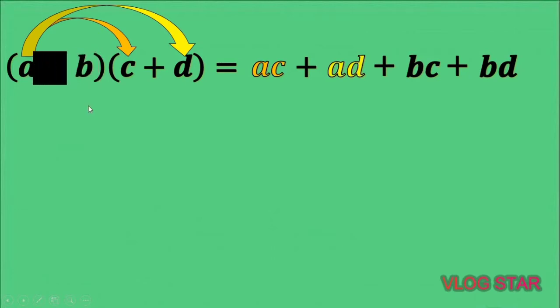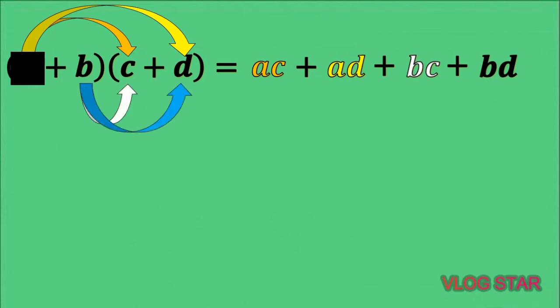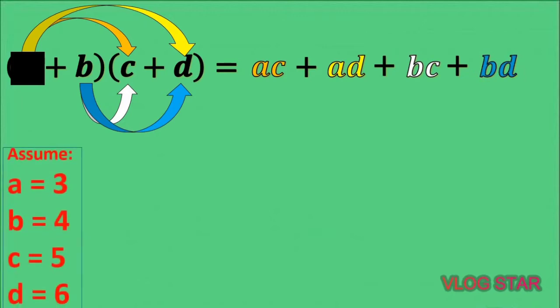Next, we are going to distribute the second term of our first binomial to each term of our second binomial, c plus d. B times c is bc. Lastly, we have b times d. The answer is bd.